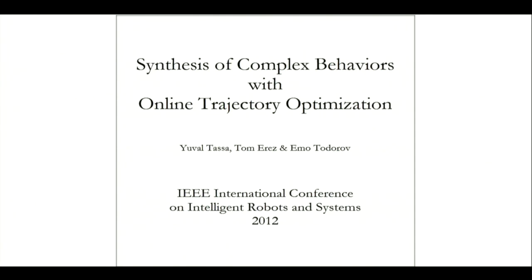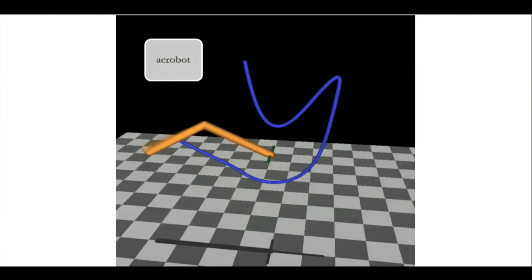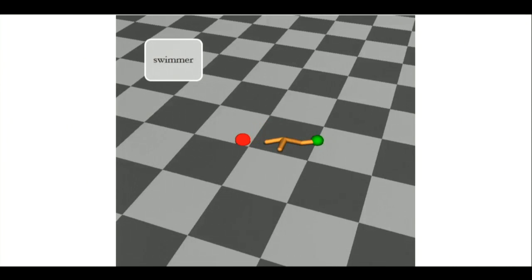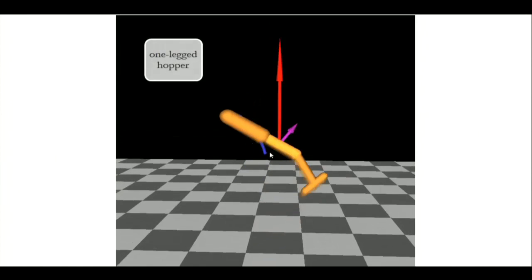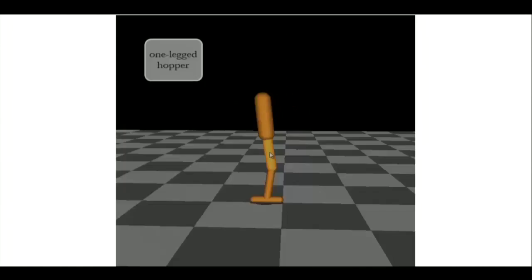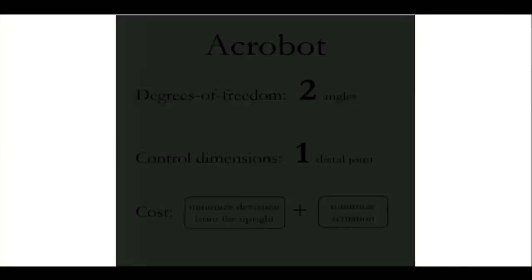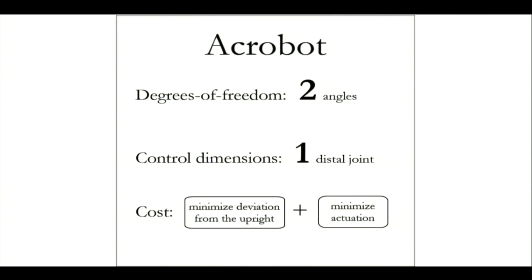So here's a video from their paper. It's kind of cool to watch. They test this algorithm on a number of different dynamical systems in simulation. This is a benchmark acrobot system. This is a little swimming snake. This is a hopping robot. The arrows that you see are unexpected perturbations that the human user is applying using a 3D mouse.